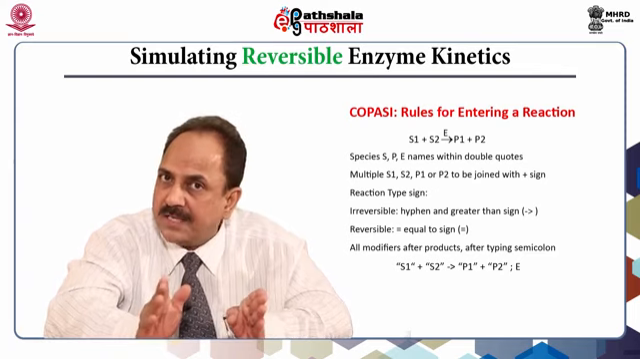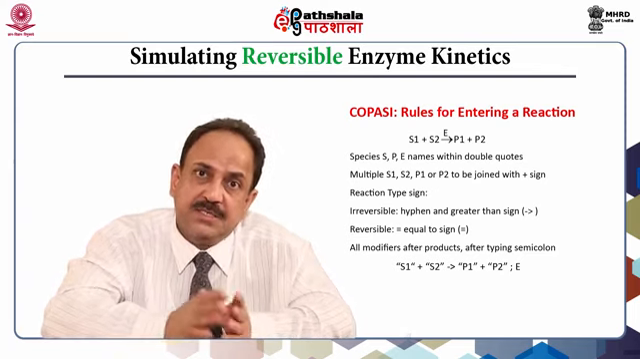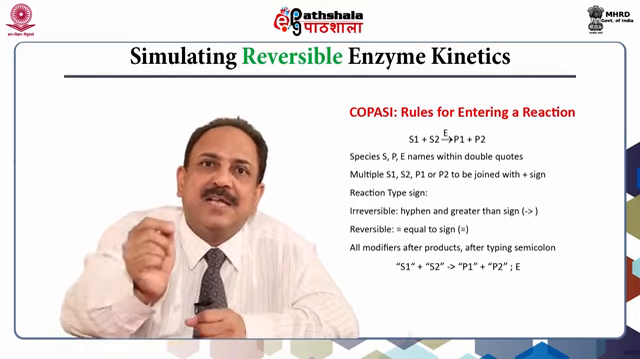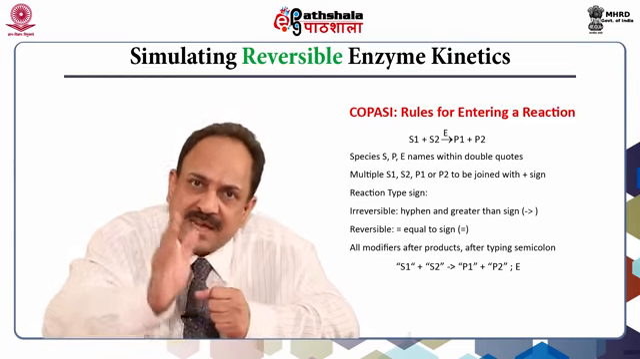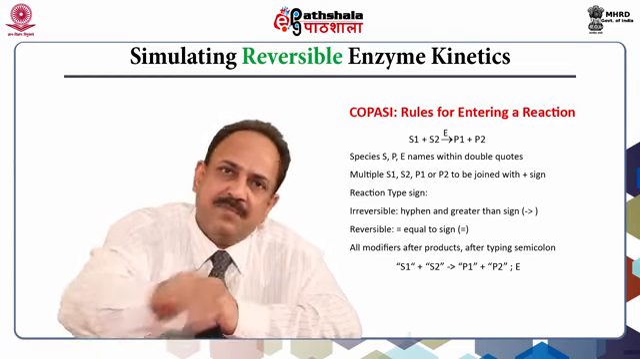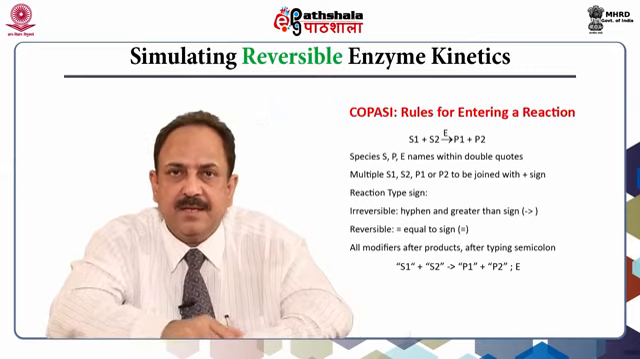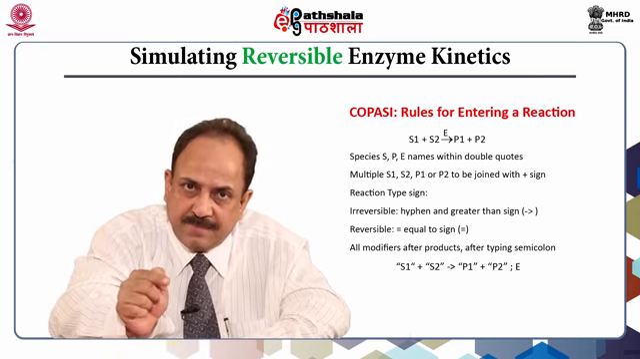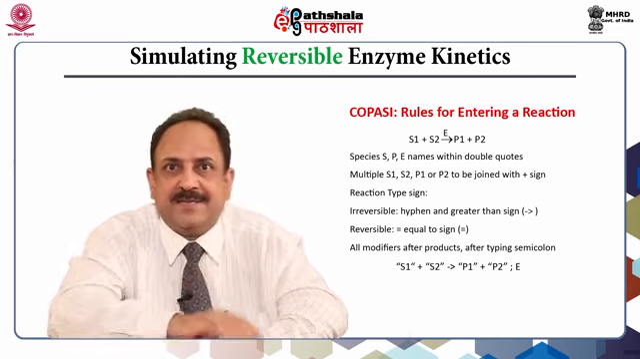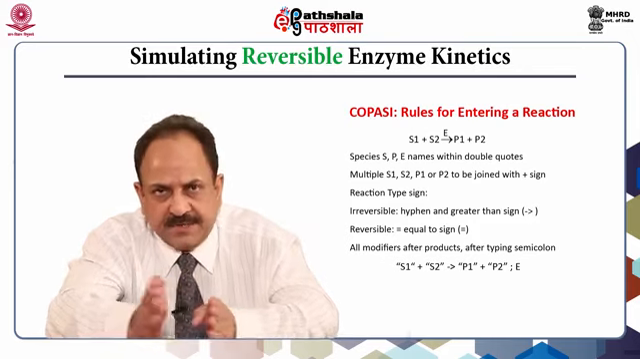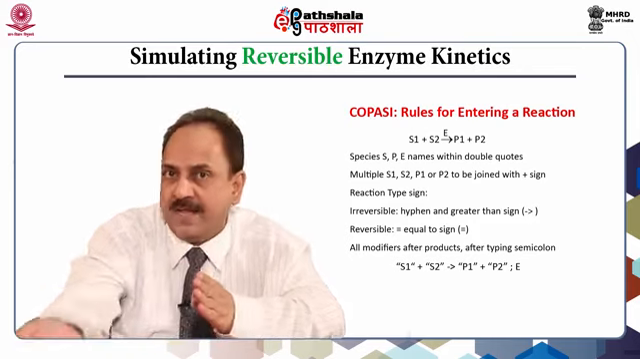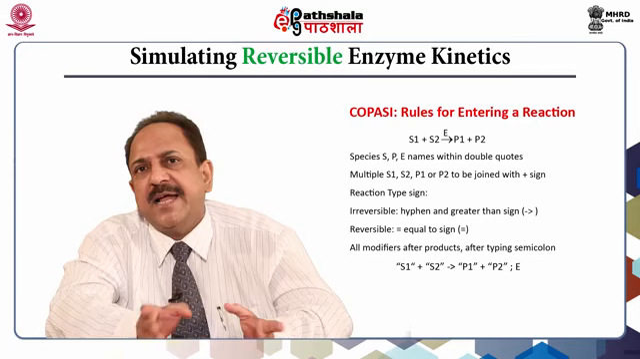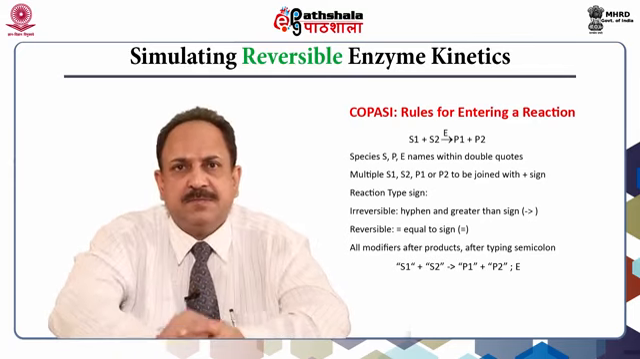Once all the substrates have been joined together using plus sign, then you will enter the sign for the type of the reaction, whether the reaction is reversible, in the forward and backward direction, or it is an irreversible reaction. The irreversible reaction is entered by typing a hyphen followed by greater than sign together without any space in between these two characters, but a space before the hyphen and a space after the greater than sign. This will convey to Copasi that the reaction you are going to model is an irreversible reaction.